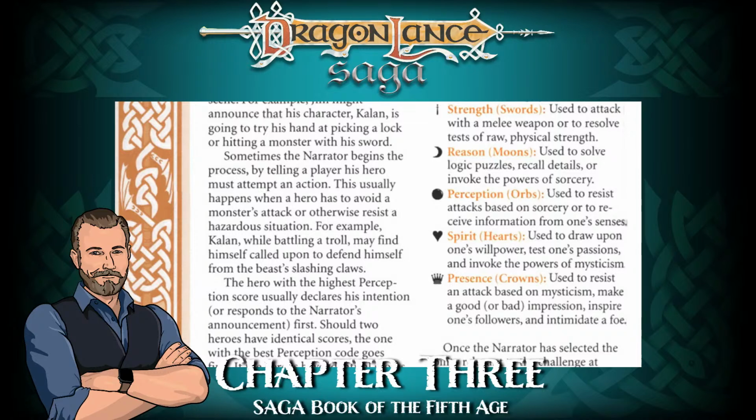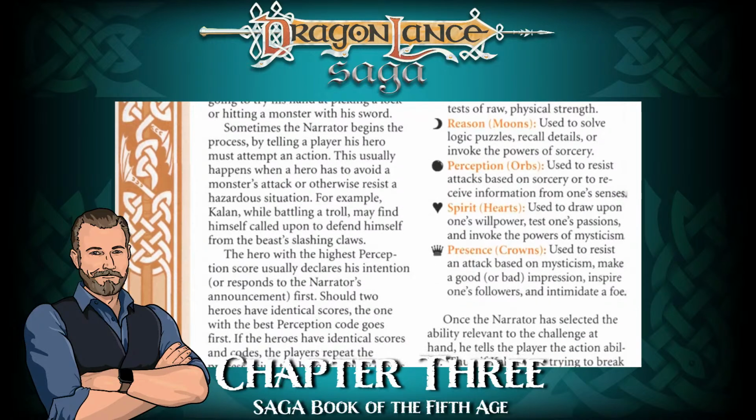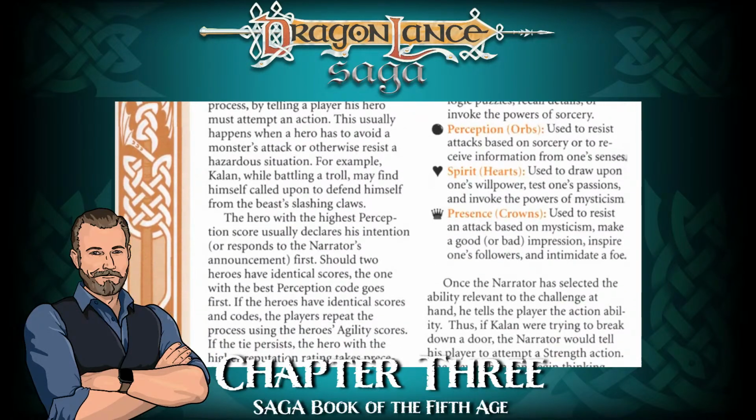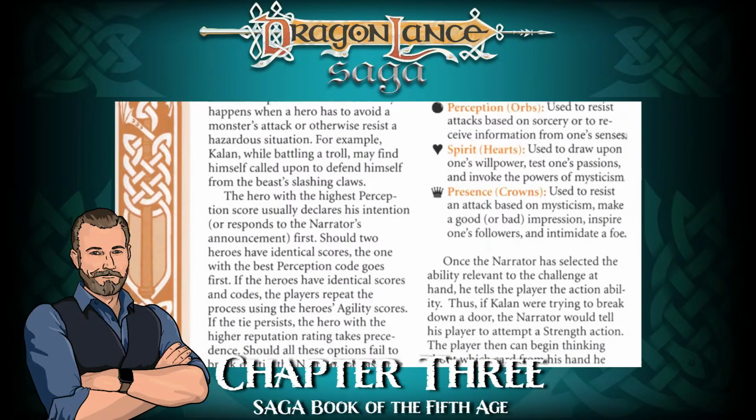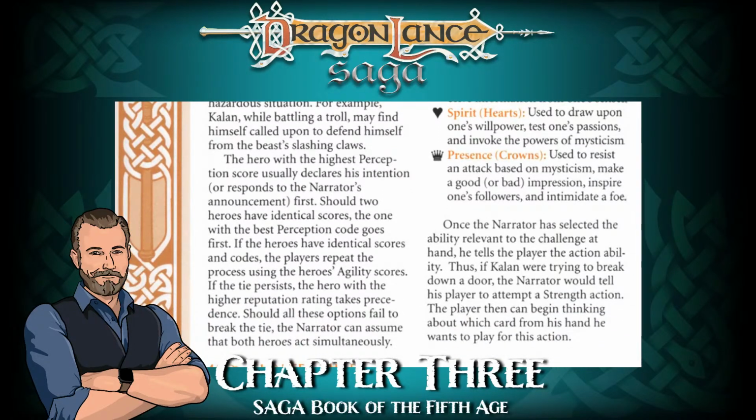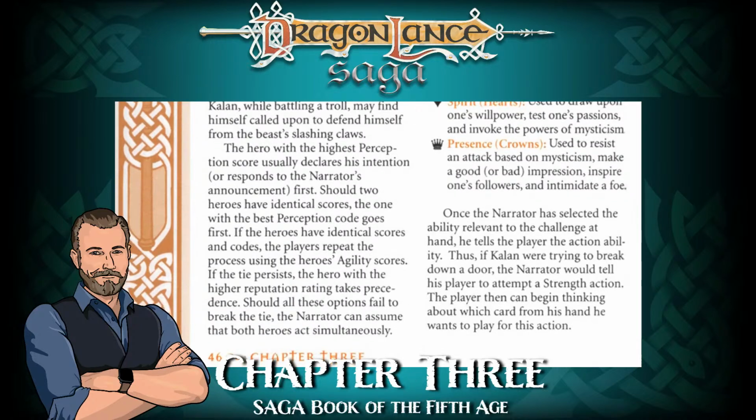Reason, moons: used to resolve logic puzzles, recall details, or invoke the powers of sorcery. Perception, orbs: used to resist attacks based on sorcery or to receive information from one's senses. Spirit, hearts: used to draw upon one's willpower, test one's passions, and invoke the powers of mysticism. Presence, crowns: used to resist an attack based on mysticism, make a good or bad impression, inspire one's followers, and intimidate a foe.